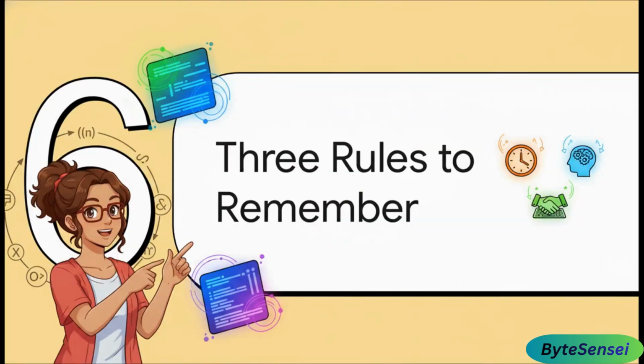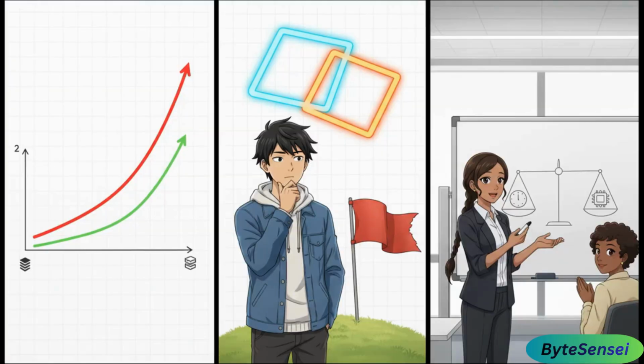Okay, let's bring all this home. If you're heading into a technical interview tomorrow, I want you to remember these 3 simple, powerful rules. First, it's all about how your algorithm behaves as data grows, not how fast it is right now. Second, be very suspicious of nested loops. They're the number one cause of that horrible quadratic complexity. And third, communicate. You have to explain the trade-offs you're making and justify why you picked the algorithm you did.